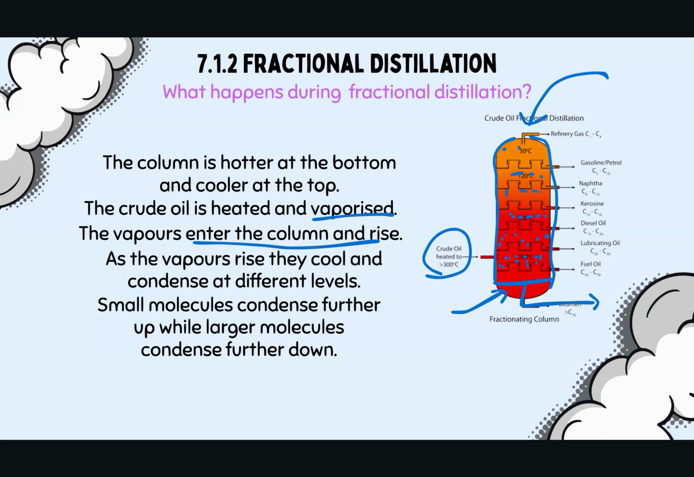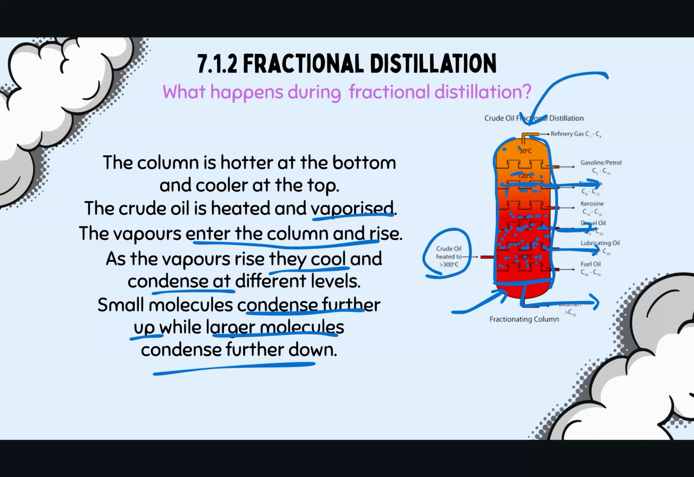Now, as the vapors rise, they cool and condense at different levels. So the really long chained ones, they condense at a higher temperature. So they'll hit this surface here, turn to a liquid, and they'll be siphoned off. Diesel will collect here and will be siphoned off. Naphtha, it will collect at around 120 degrees and it'll be siphoned off. So small molecules condense further up, while larger molecules condense further down.